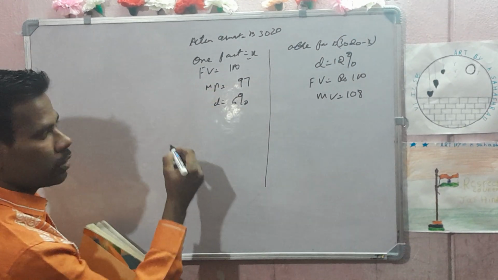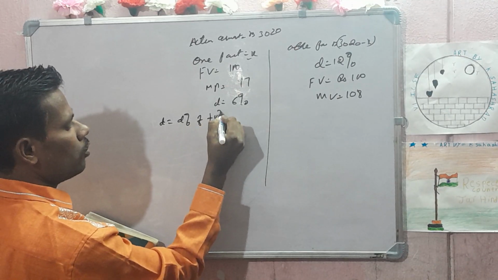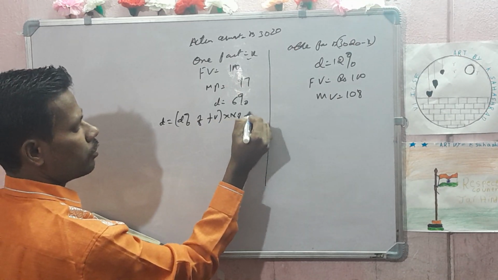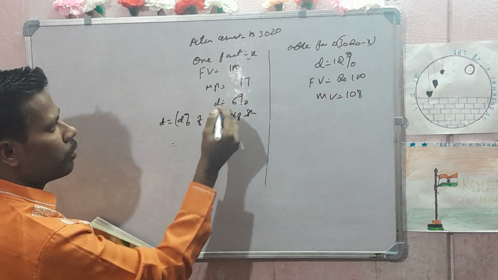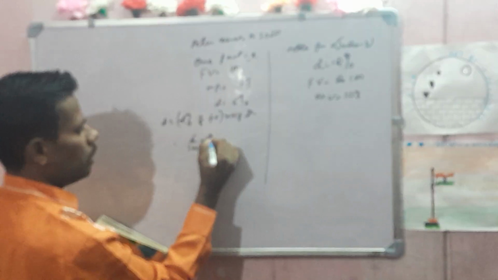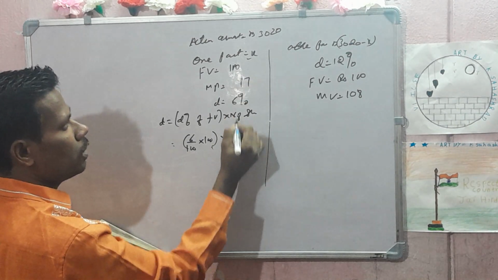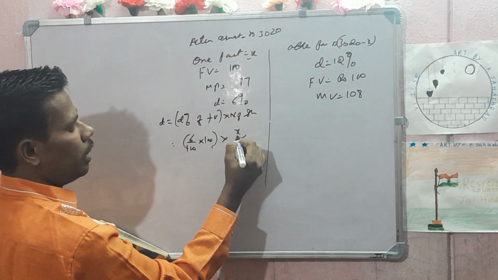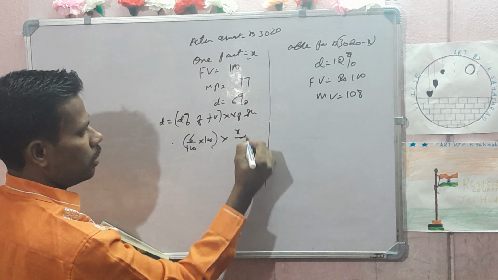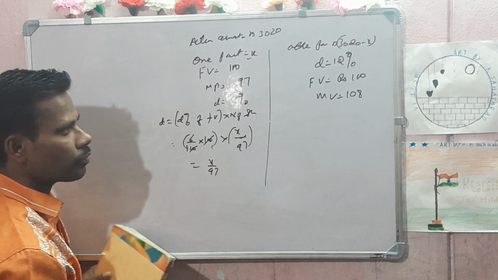So again go for the basics. Dividend is equal to dividend percentage of face value into number of shares. So dividend percentage is nothing but 6 by 100 into face value. Face value is 100. Number of shares is what? Total investment is X by market value 97. So X by 97, right?